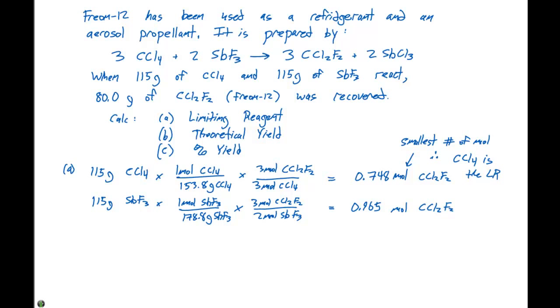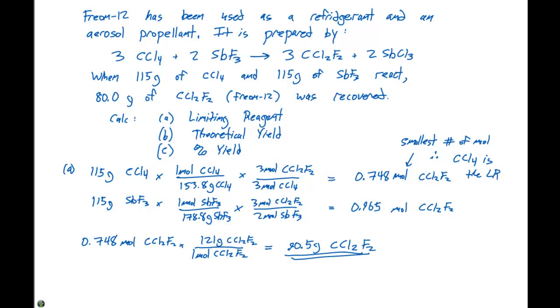Since we know that that's the limiting reactant, we're going to use that 0.748 moles to calculate the mass of the Freon 12 that's going to be produced. So we just need to do one more step, which is 0.748 moles of CCl2F2. Using the periodic table, 1 mole of the Freon 12 is going to be equal to 121 grams. And that's going to give us a value of 90.5 grams of CCl2F2. So this value right here is our theoretical yield. So that is part B for our problem.